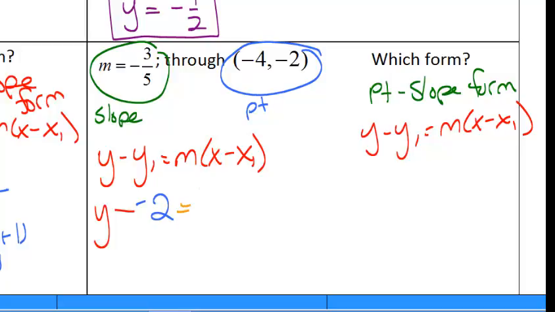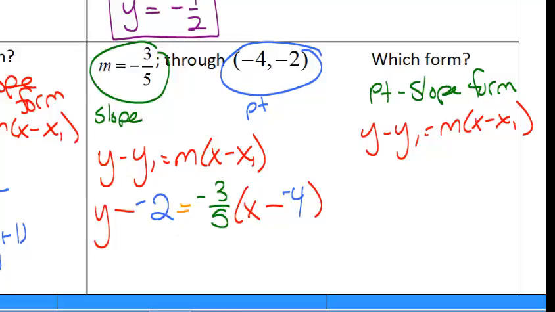Who's the m this time? Negative 3/5 parentheses x minus x1. And who's my x1 again? Negative 4. So the blue values, negative 2 and negative 4, came from my x1, y1. The green, negative 3/5 is my slope. So all I did is plug everything in.